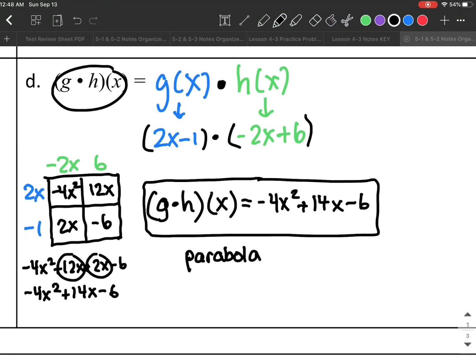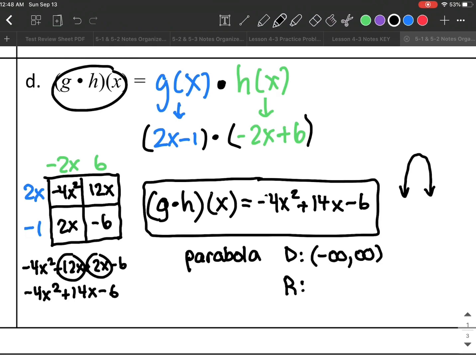And I know the domain is, when I have a parabola, is there any x value that I can't plug into this equation? No, there isn't. So it's negative infinity to positive infinity. And then my range is going to be, well, I have this negative in front that tells me that I have an upside down parabola. So what this is actually going to look like is an upside down parabola on a graph.